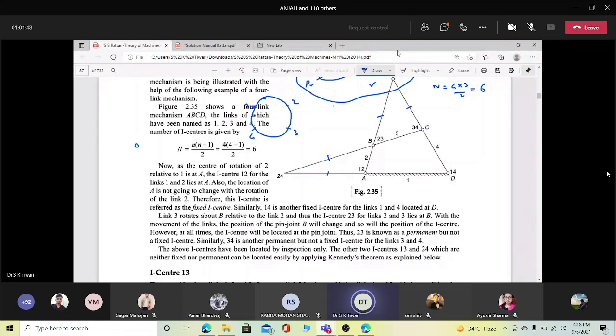Since it is between link number 1 and 2, therefore this is I12. This is formed between 2 and 3. I will say it is I23. This is between 3 and 4. It is I34, and this is between 1 and 4. Though you can write it as 41, but the custom is to write it as I14. Okay.